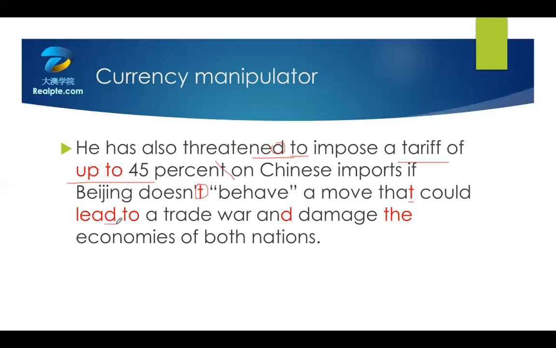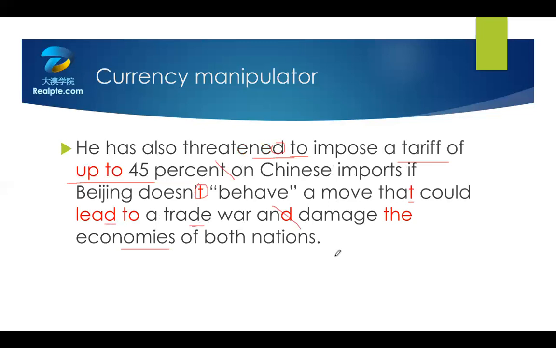D 呢做出口型，lead to，lead to，OK？A move that could lead to a trade war。Trade war，OK？Trade war and damage the，这是什么？不要读成了 economy，这是 economies of both nations.